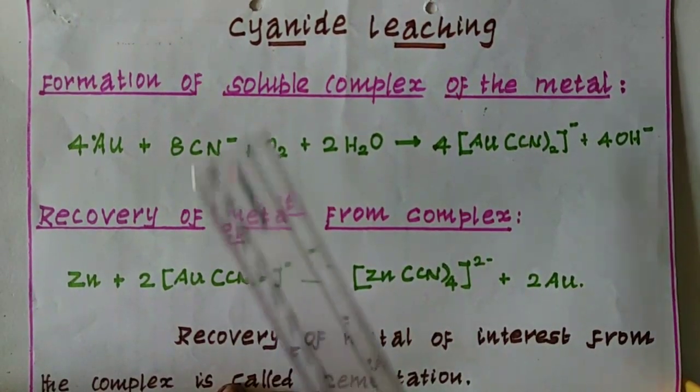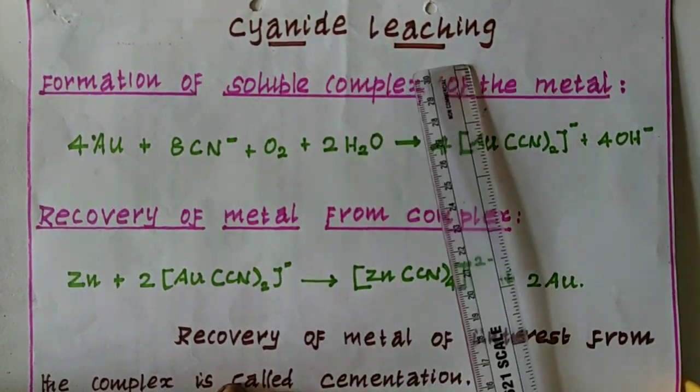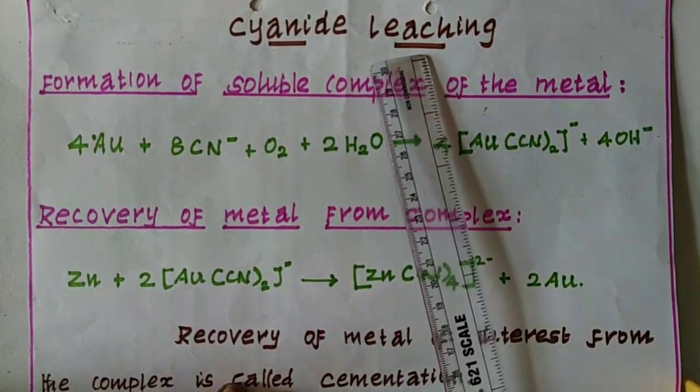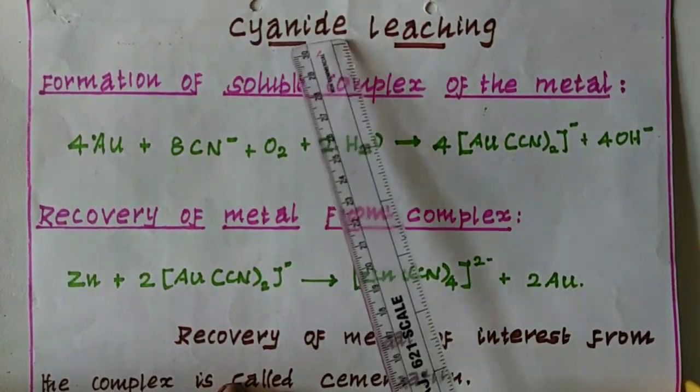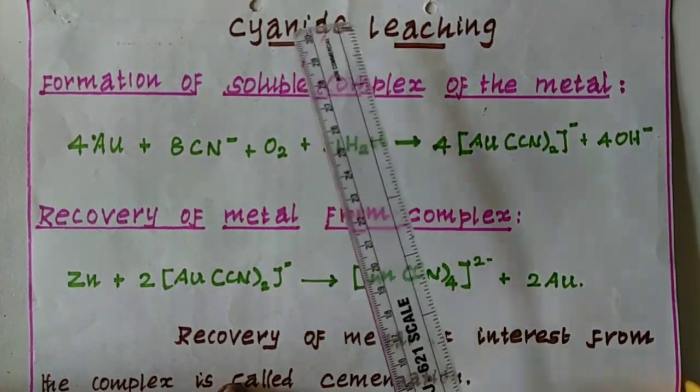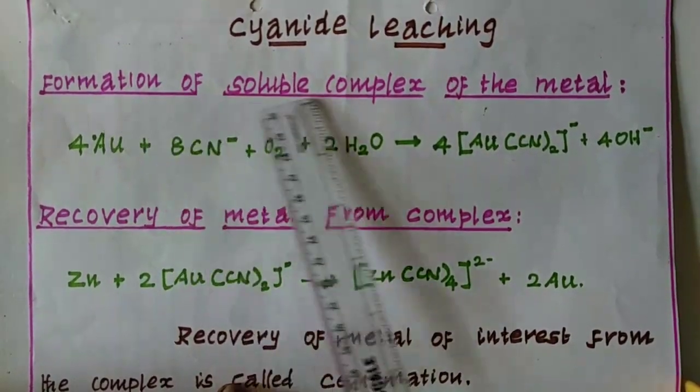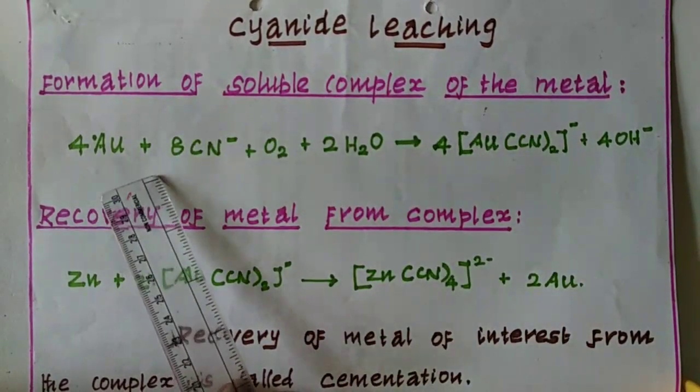Okay, dear students, now we are going to see cyanide leaching. What is the principle of leaching? The ore must be dissolved in a solvent. Since it is cyanide leaching, the solvent must be a cyanide. Now, the example taken here is the extraction of gold.